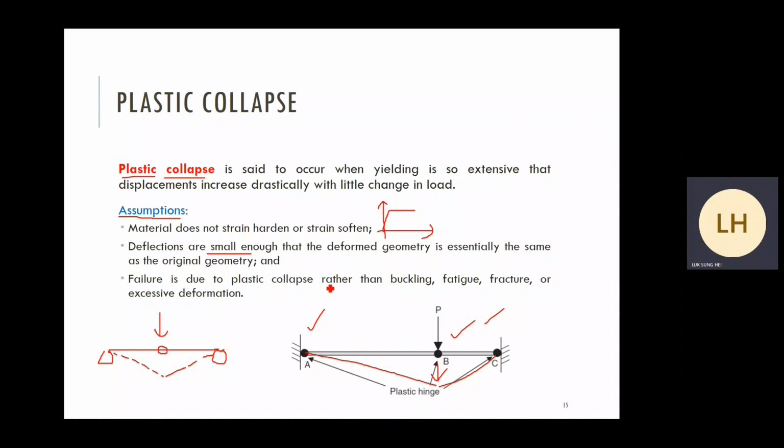And finally, we don't have other phenomena, like buckling, fatigue, or fracture. Otherwise, they cannot form the plastic hinge, just like steel class 3 sections. If local plate buckling is critical, then the cross section cannot form a plastic hinge. If the section cannot form a plastic hinge, then there is no plastic collapse. Plastic collapse is related to plastic hinge formation. These are the assumptions for our theory here.